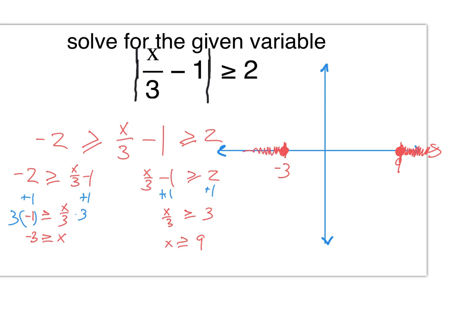Now, if you can't see that the way it is, then my recommendation is you can rewrite this in the backwards order. So instead of saying negative 3 greater than or equal to x, I could rewrite it as x less than or equal to negative 3. Again, I just took it and wrote it in exact reverse order. X less than or equal to negative 3.